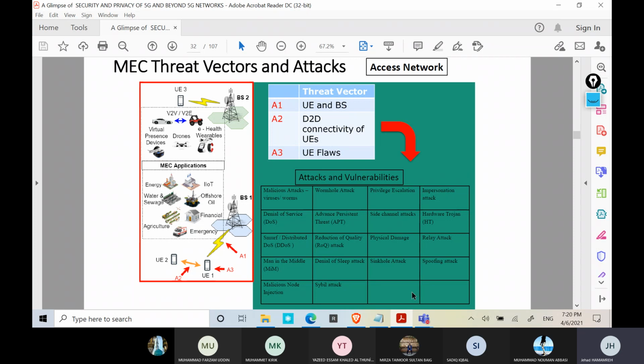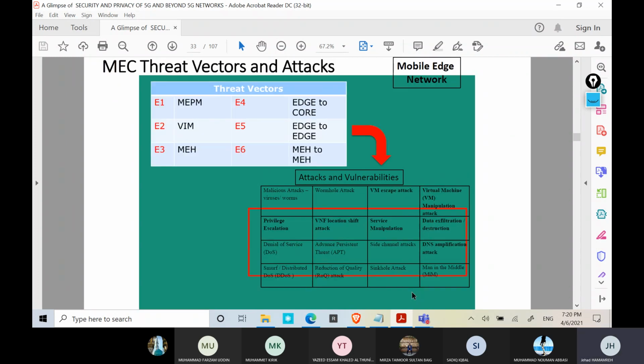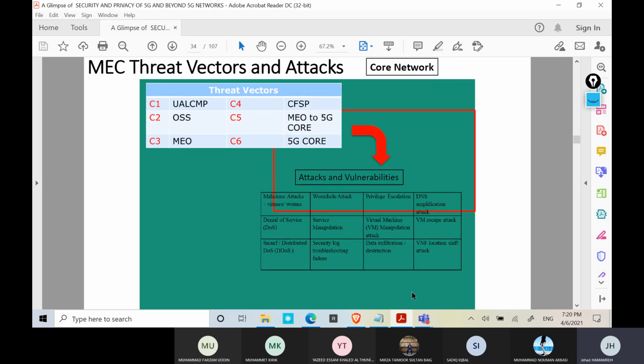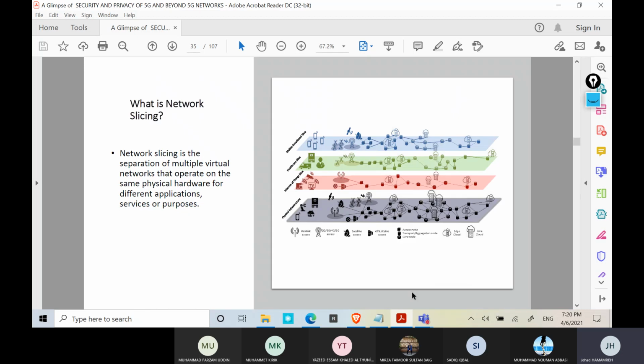So A3 is responsible for third-party applications installed on the mobile, and you need to protect against all of those. You have threat vectors E1, E2, E3, E4, E5, up to E6. Also, they introduce new types of attacks. You have C1 to C6. Those are new interfaces, and they also introduce a new set of attacks.